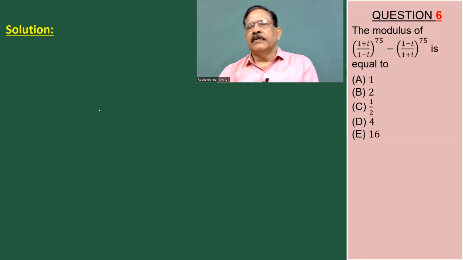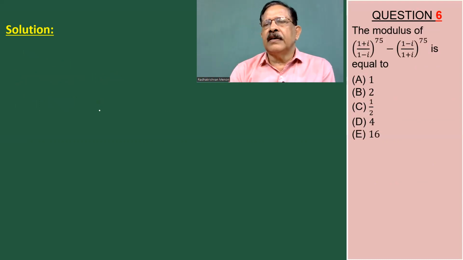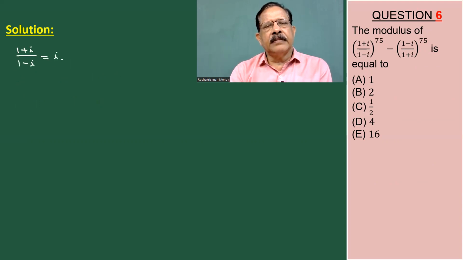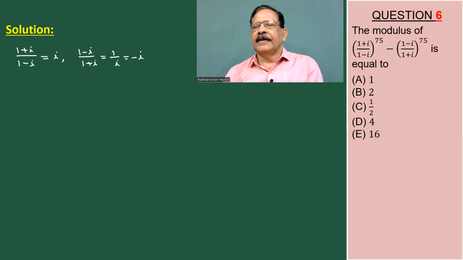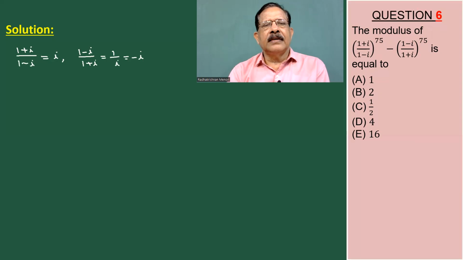Now, we have to find the modulus of the given complex number. For that, 1 plus i divided by 1 minus i, what is the result? It is equal to i. And what about 1 minus i divided by 1 plus i? It is the reciprocal of i. That's 1 by i, and 1 by i is nothing but minus i. Now we are using these results for solving this question.